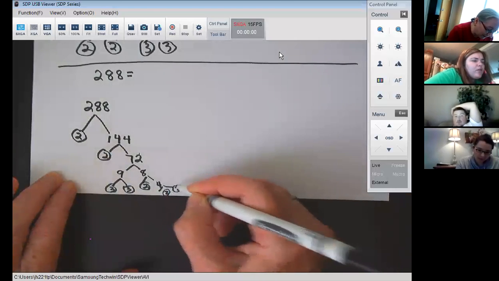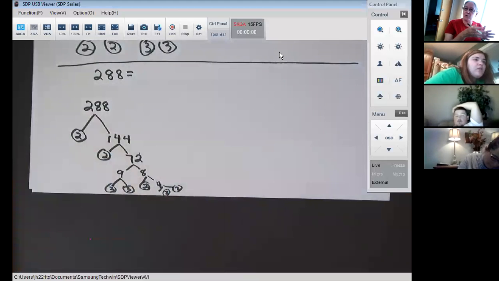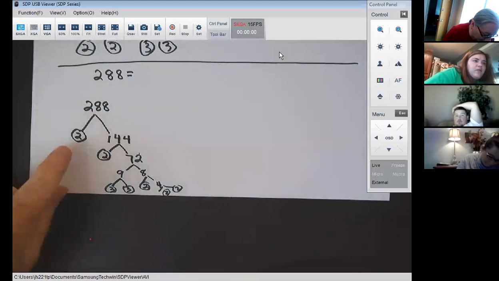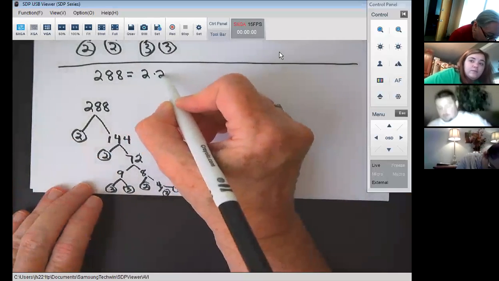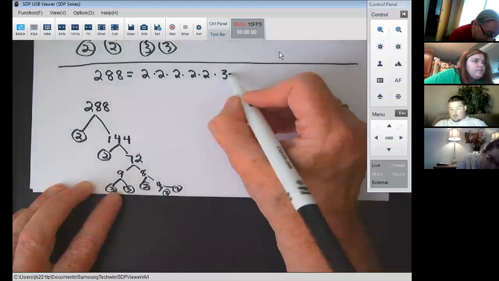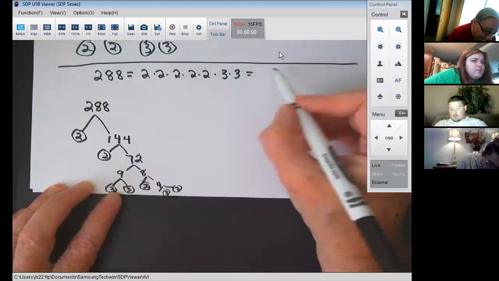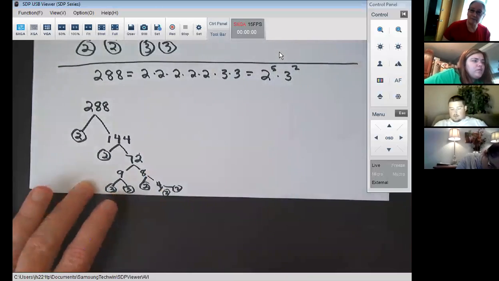All right, so when I come up here to write my prime factorization, again, you want to write your exponents in order from smallest to largest. So it looks like I've got 1, 2, 3, 4, 5 2s, and 2 3s. Or it's maybe tidier to write this as 2 to the 5th, 3 squared.